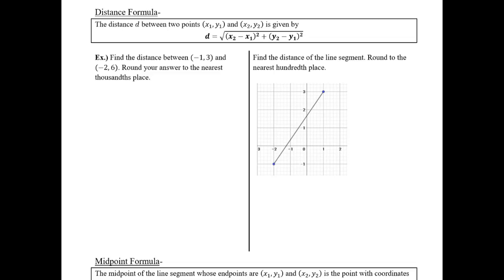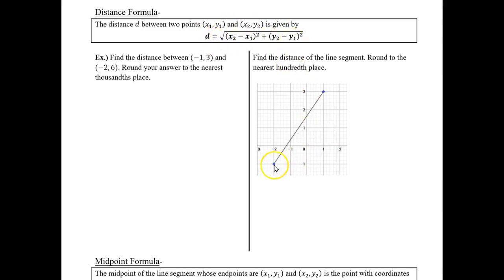In this video, we're going to be talking about the distance formula. The distance formula is the distance between 2 points. If I label them x1, y1, x2, y2, the distance is given by the square root of the difference in the x values squared plus the difference in the y values squared. And this formula actually comes from the Pythagorean theorem.